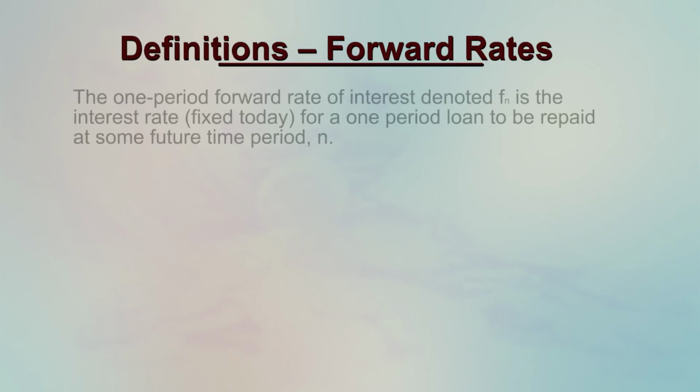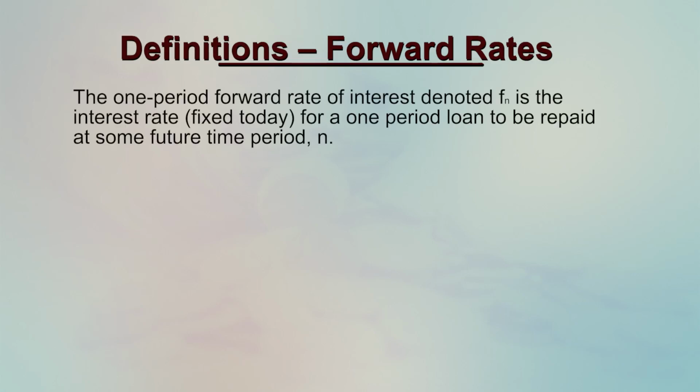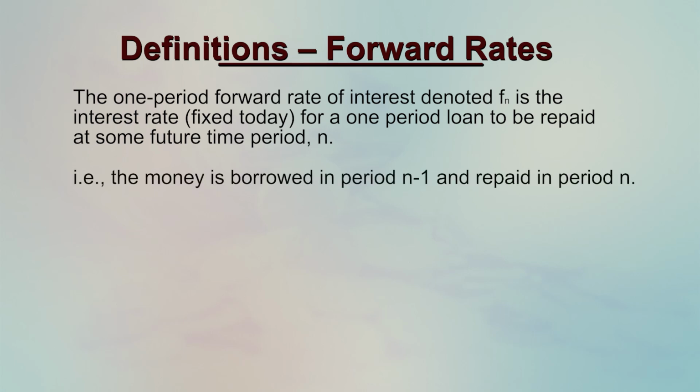The forward rate, a one-period forward rate denoted by Fn, is the interest rate which is fixed for one period to be repaid at some future time period. That means money which is borrowed in the period n-1 is to be repaid in the period n, and that is how the forward rate comes in.